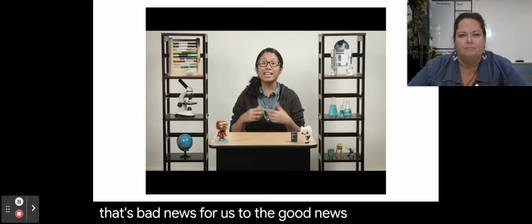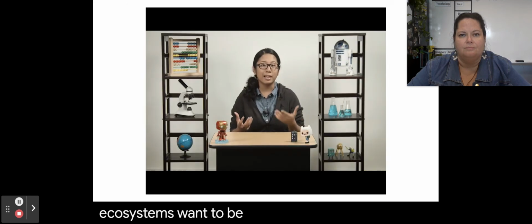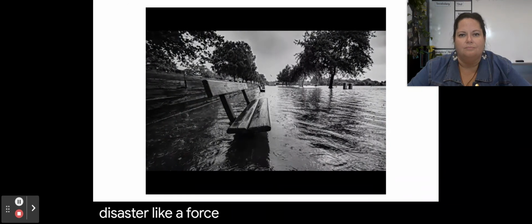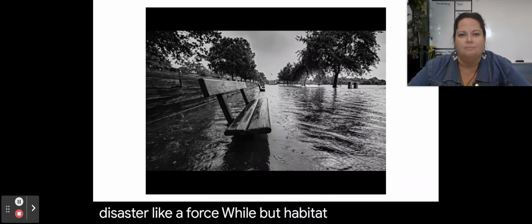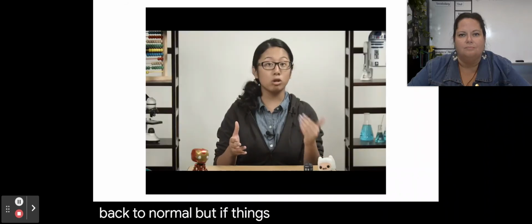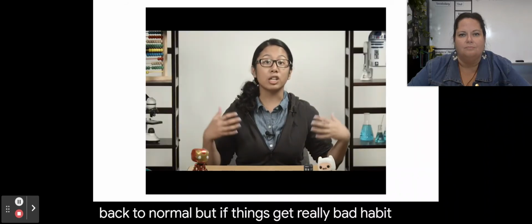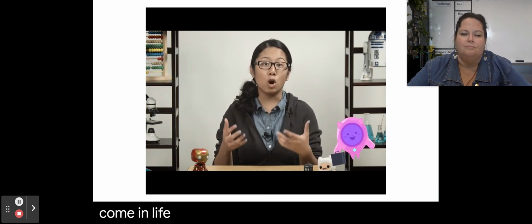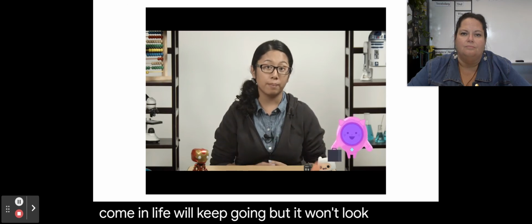The good news is that ecosystems want to be in balance. After a natural disaster like a forest fire or a flood, things might be wacky for a while, but habitats can usually get back to normal. But if things get really bad, the habitat might change forever. The old species will leave, searching for a better place to live. New species will come in. Life will keep going, but it won't look the same.